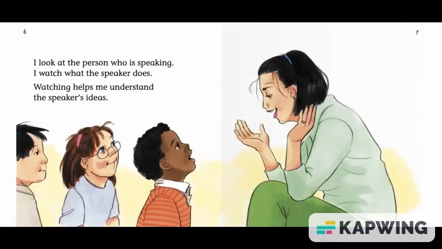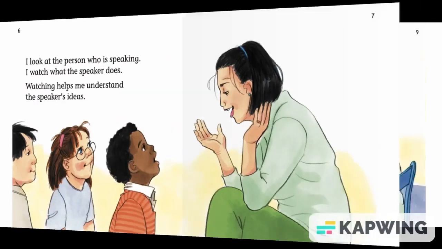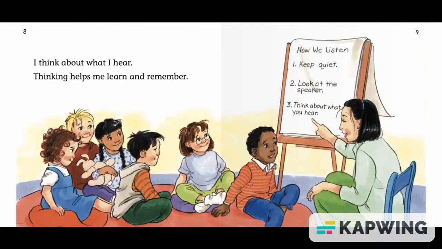I look at the person who is speaking. I watch what the speaker does. Watching helps me understand the speaker's ideas. I think about what I hear. Thinking helps me learn and remember. How we listen. Number 1, keep quiet. Number 2, look at the speaker. Number 3, think about what you hear.